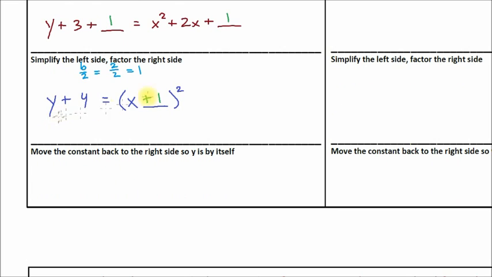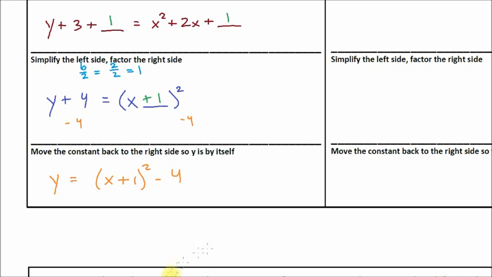And now we're going to move the constant back over to the other side. That means we have to subtract 4 from both sides. And we end up with y equals x plus 1 squared minus 4. And there is our vertex form.